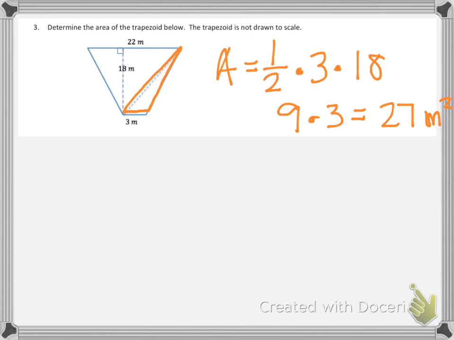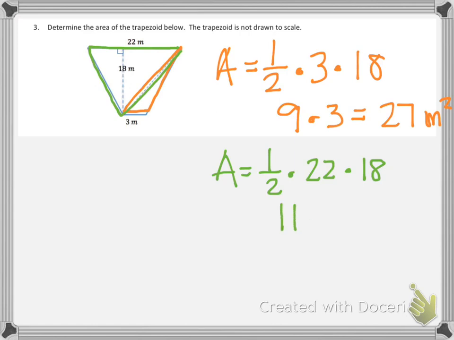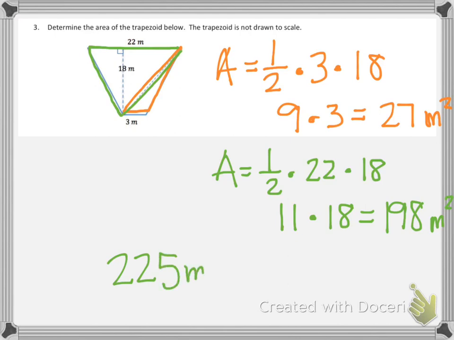And then let me get a green here. Then I have this triangle on the top, which is right here. And that has area equals 1/2 times the base is 22 times the height 18. So now I have half of 22 is 11 times 18. And 11 times 18, I know you've got your phone right there. Use it. 11 times 18 is 198. So that's 198 square meters. And when I add those together, I get 225 square meters is the area of the trapezoid.